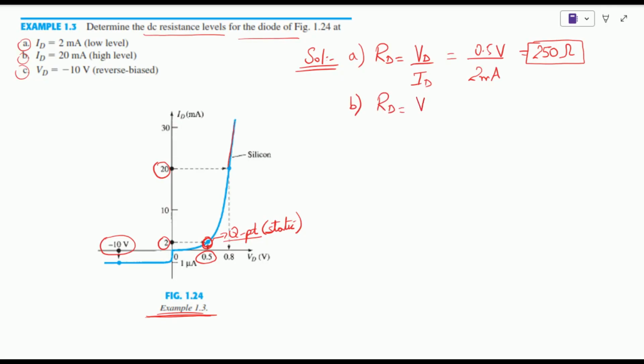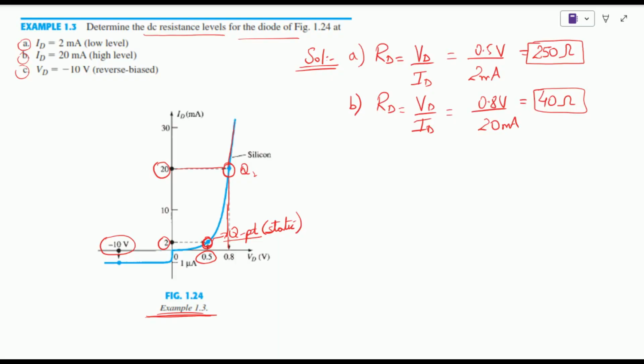Again, the resistance is the ratio of voltage to current. Since the current now is 20 milliamps, its equivalent voltage at this stable Q point, let us say this is Q2, comes out to be 0.8 volts, and thus we get the value of 40 ohm. We can see the resistance has now decreased compared to the previous value of 250 ohm.